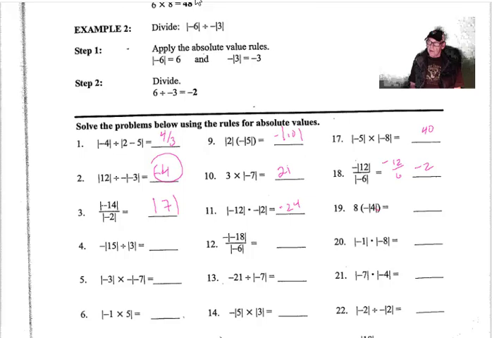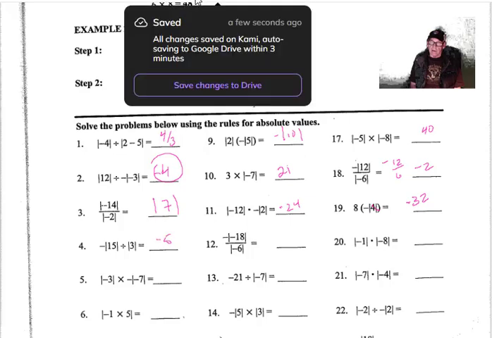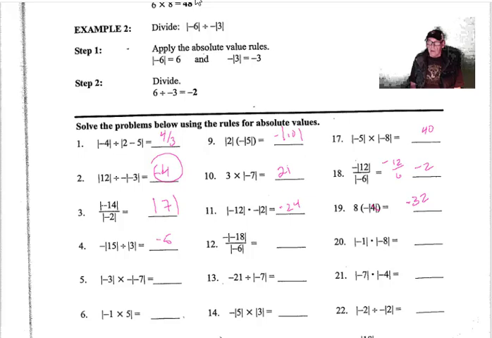So 4 comes out of the absolute value, the negative sign attaches to it, becomes a negative 4. Negative 4 times 8 is negative 32. 15 divided by 3 is going to be 5, and you got the negative sign, so negative 5. This is the same thing as a positive 6. A negative 18 divided by 6 is going to be negative 3, but you've got a positive 3.